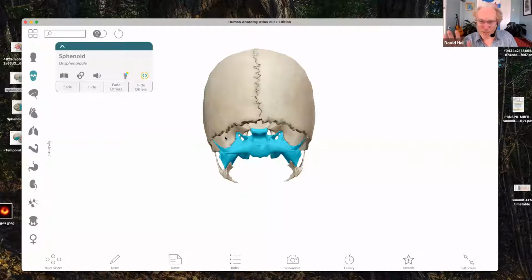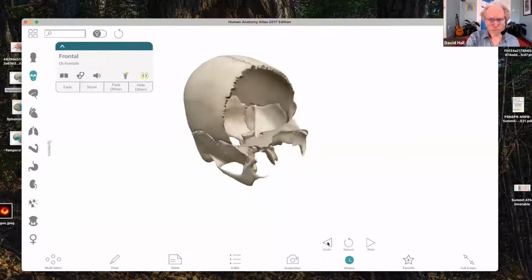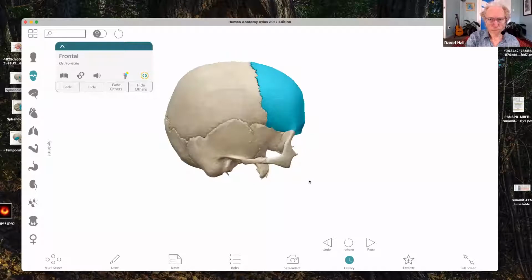Because it's central, it's got all these different connections. And the thing about the skull is, this forms part of the base of the skull. In fact, let's go back and put the frontal bone back. There we go.